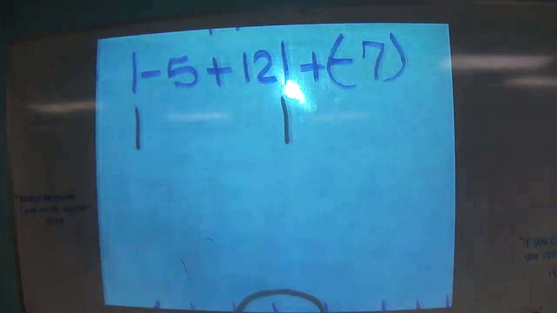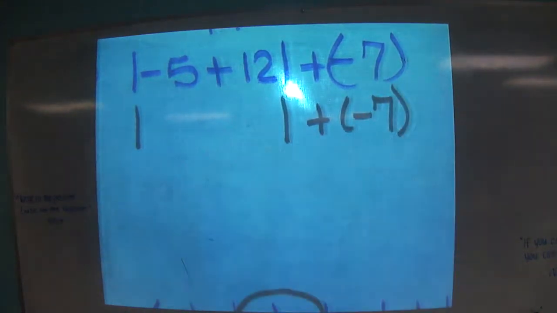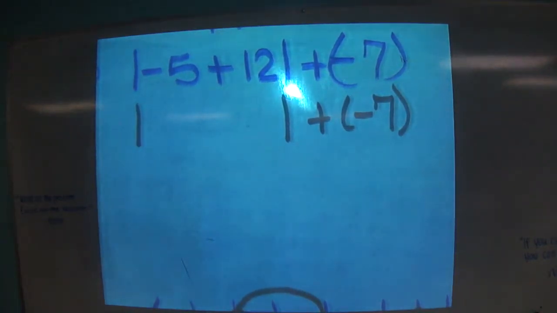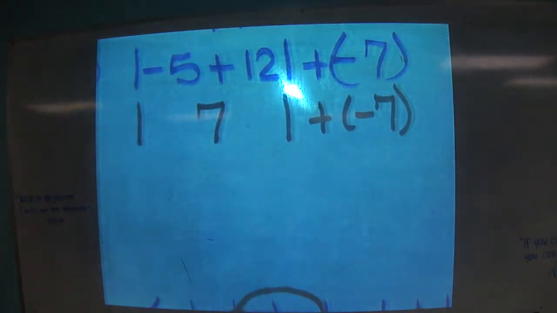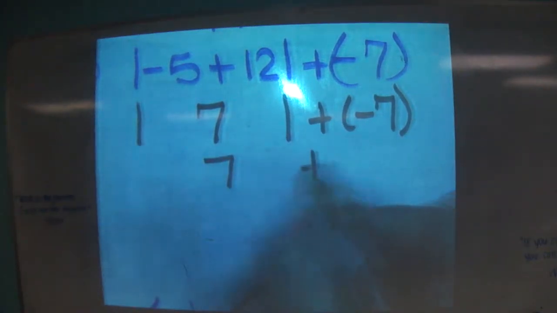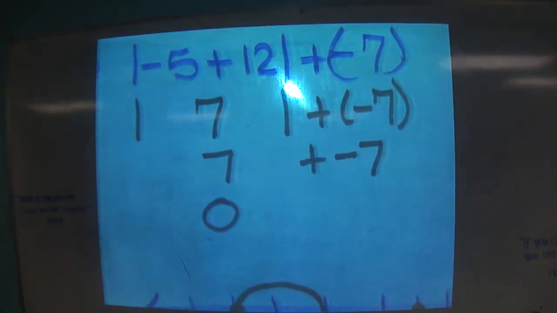Okay, so here's the absolute value. Leave the absolute value sign until you're ready. The secret of these problems is to do them a little at a time. What's negative 5 plus 12? 7. What's the absolute value of 7? How far is it from 0? 7. So 7 plus negative 7 equals 0. You got it. That's how hard it is.